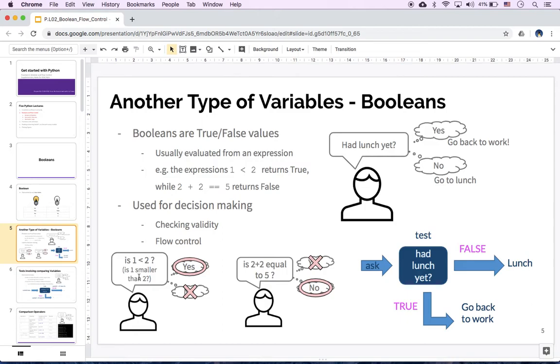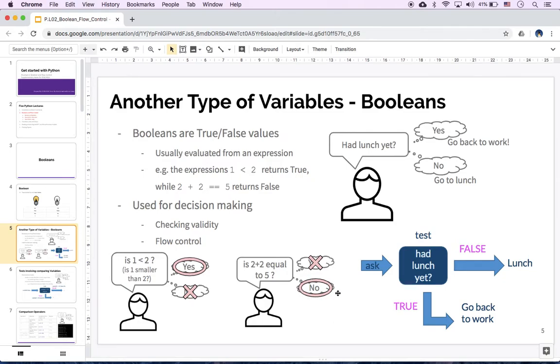So for example, if you're asking if 1 is smaller than 2, then because 1 is really smaller than 2, your answer is yes. Okay, another question would be if you're asking if 2 plus 2 equals 5. Okay, so the comparison equal sign is a double equal sign here. It's different from the single equal sign because the single equal sign is for variable assignment. So here we are comparing the value of 2 plus 2 to 5. We know that they're not equal because 2 plus 2 is 4. So the answer would be no.